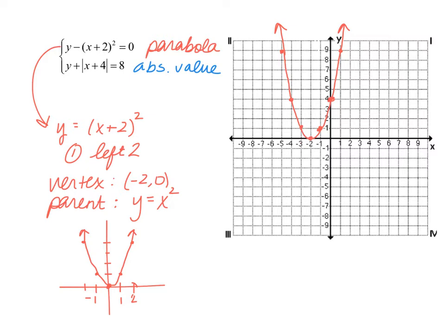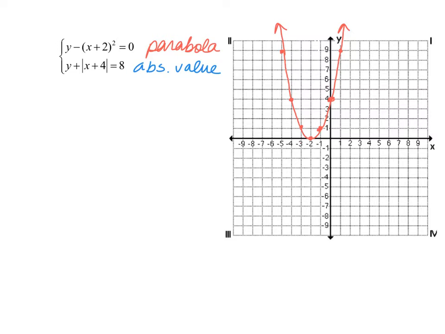So now let's move on to the absolute value function. To graph this absolute value function, we also want to isolate y. So we'll go ahead and subtract the absolute value of x plus 4 from both sides. So we'll have y equals negative absolute value of x plus 4 plus 8.